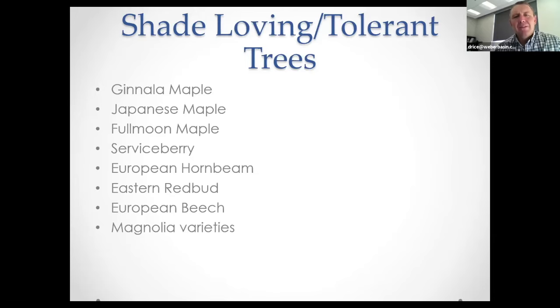Shade loving and tolerant trees: Japanese maple, full moon maple, serviceberry, European hornbeam, Eastern redbud, European beech, and magnolia. These are all trees that can grow under other trees and still be okay. If you had some really large trees, but you still need a short tree that gets a lot of shade, these are the shade loving trees there.